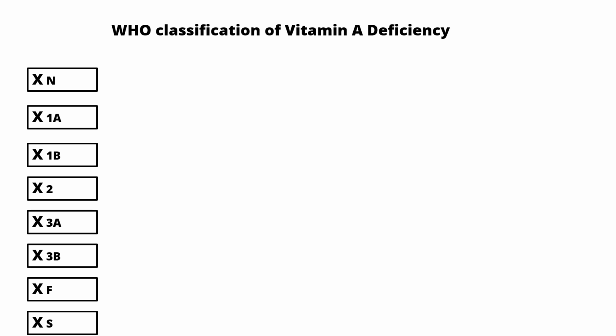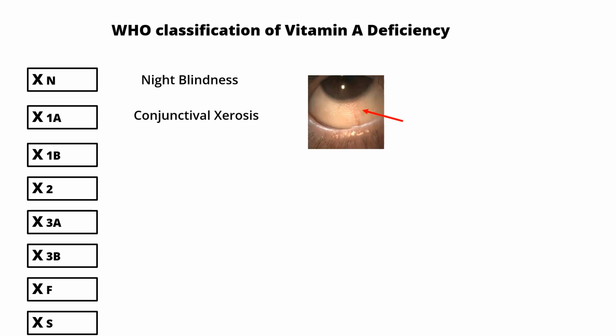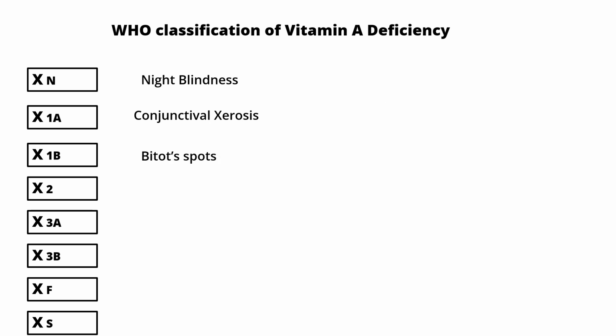So what are all these? XN is night blindness. N stands for night blindness, where the patient presents with night blindness and does not have any other symptoms. X1 is conjunctival involvement. X1A is conjunctival xerosis, where you'll see drying of the conjunctiva. The normally moist, wet conjunctiva looks very dry.